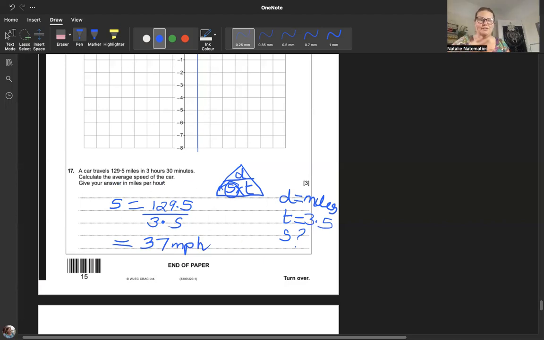And they say, why is it average speed? Well, in that journey, those 3 hours 30 of the 129.5 miles, they will have stopped and started and gone to junctions and, you know, gone faster and slower. So we're saying on average, so we've added up all of the miles and divided by the total amount of hours that they travelled for, which was 3.5. So on average, across those 3.5 hours, they drove at an average speed of 37 miles per hour. Right, that is the end.